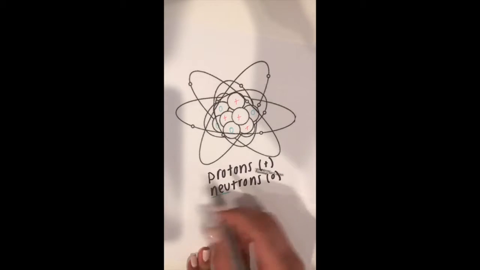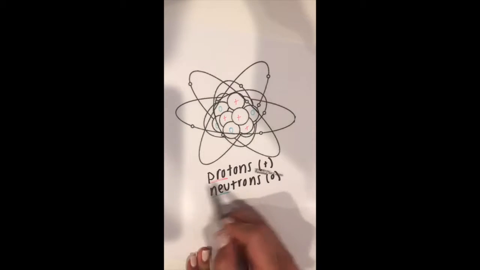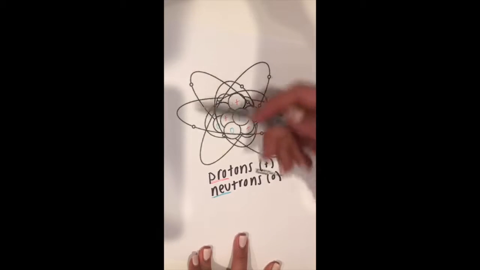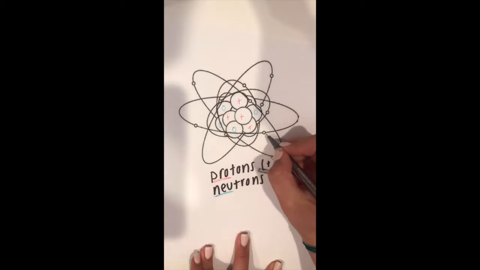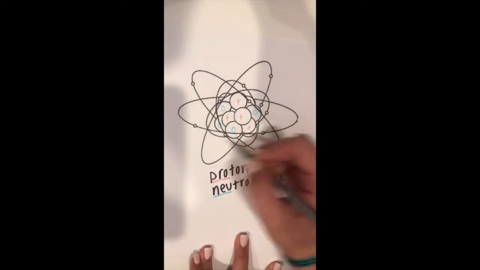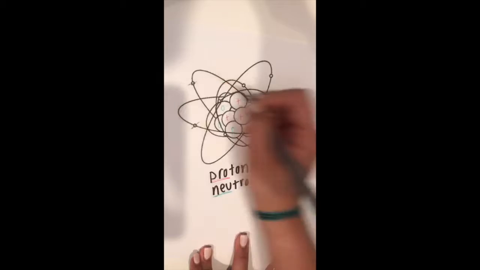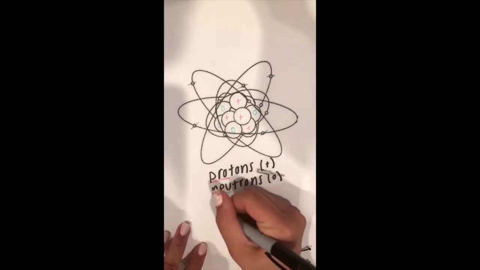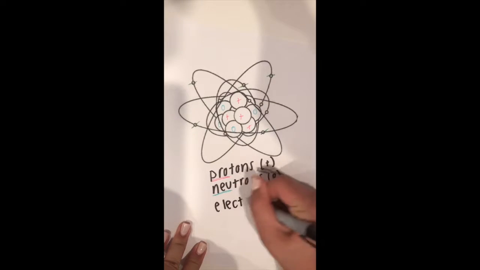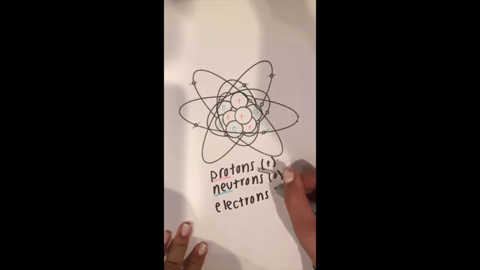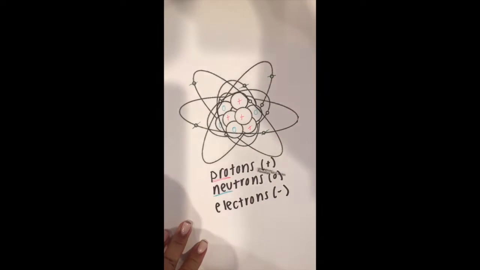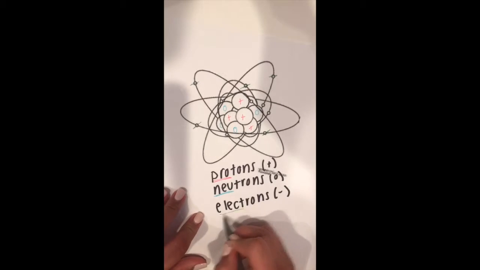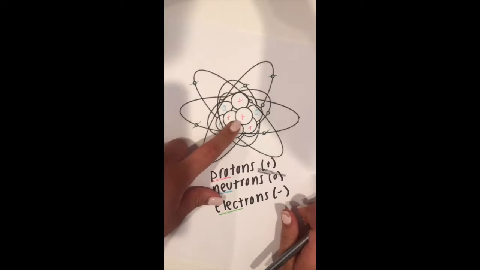Okay? And then as you can see, around the outside, there are these circles, and over there are smaller particles that you can't really see, but those are negatively charged. So they have little minuses, and those are called electrons. And electrons are negatively charged. So as you can see, the size of the protons is a lot bigger than the electrons. Both the protons and neutrons are bigger.